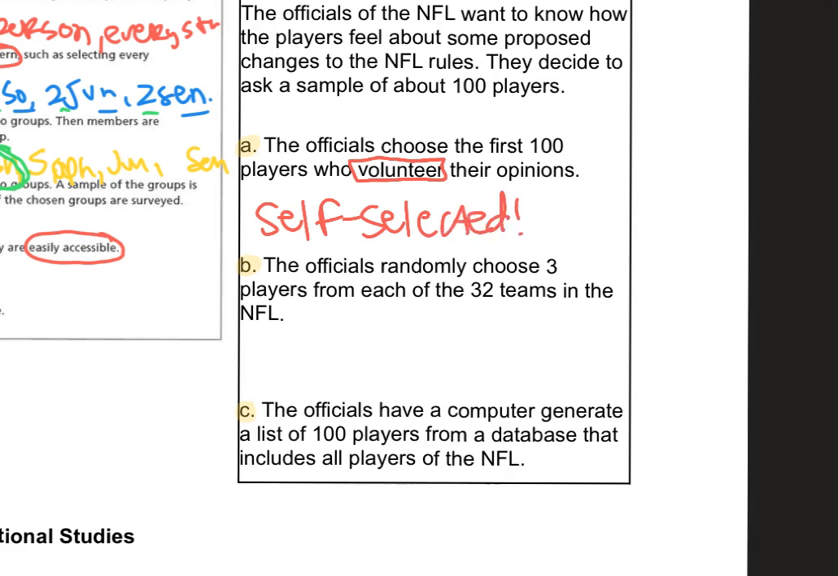B, the officials randomly choose 3 players from each of the 32 teams. So they're choosing 3 from each of the 32 teams. That's like me saying all the NFL players are in here, and I'm splitting this up between 32 teams. Let's say each box represents a team. I'm going to pick 3 from here, 3 from here, 3 from here, 3 from here, 3 from here. Picking a certain amount from each of the teams is stratified. Oops, I spelled that wrong.